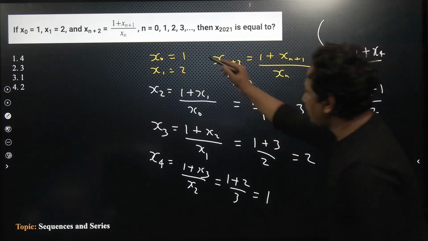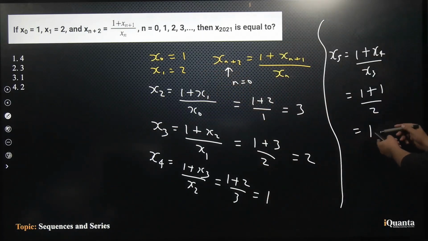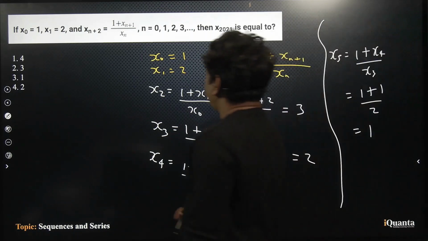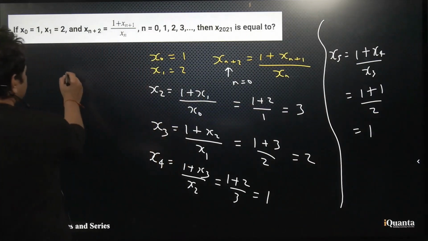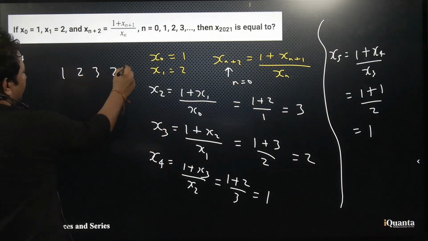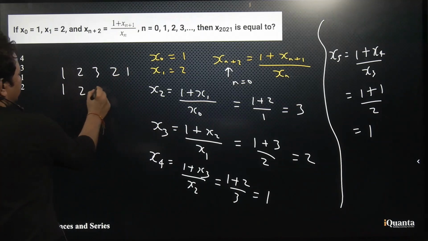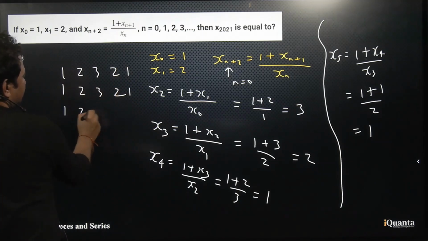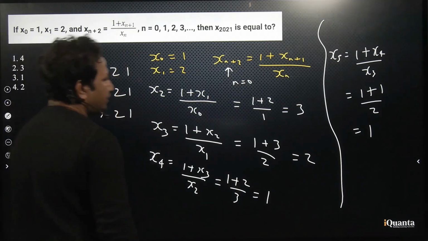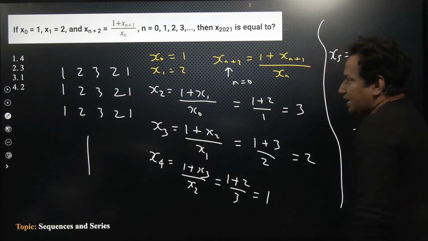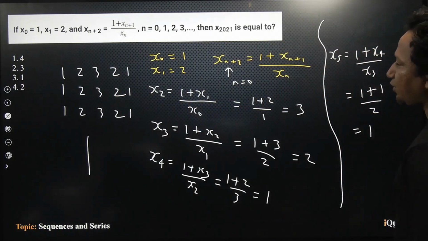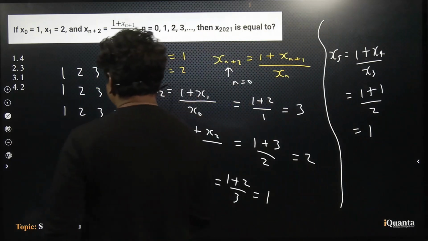The pattern is 1, 2, 3, 2, 1. Again, it starts with 1. So this will look like something like this: 1, 2, 3, 2, 1, again 1, 2, 3, 2, 1, and so on till infinity. So once we establish the pattern, we'll try to find the value for x 2021.